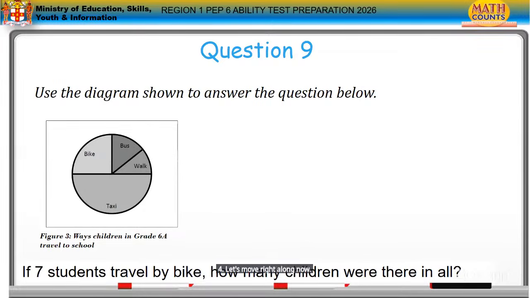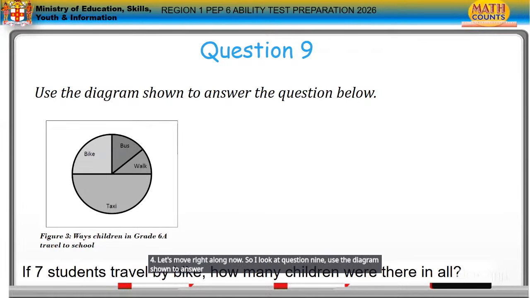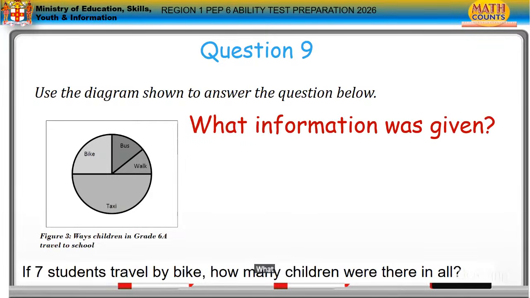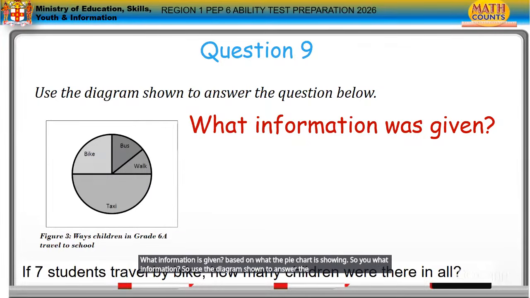So look at question 9. Use the diagram shown to answer the question. Again, we are to identify the information given. Now go ahead and type in the chat what information is given based on what the pie chart is showing. So use the diagram shown to answer the question below. If 7 students traveled by bike, how many children were there in all? What information is given? Let's go to the chat.